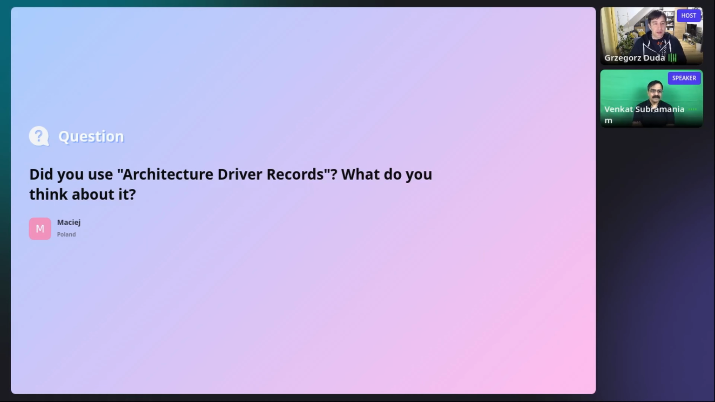Did you use architecture decision records, ADRs? What do you think about it? Or how do you document architecture decisions?